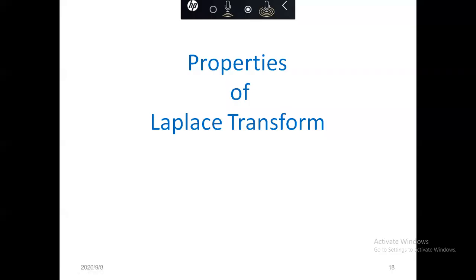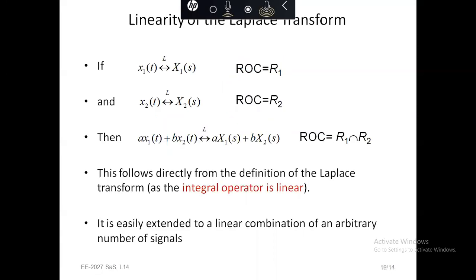Okay, in this lecture, we will learn about properties of Laplace transform. So, the very first property of Laplace transform is the linearity property.